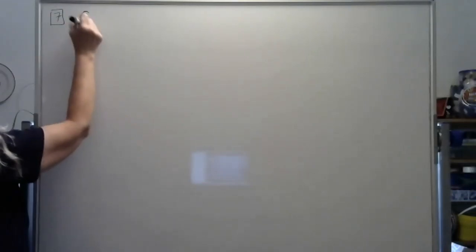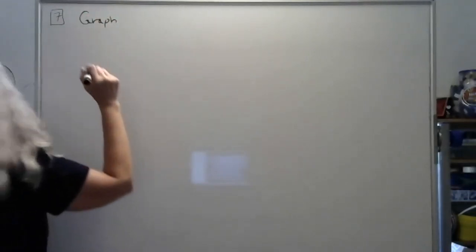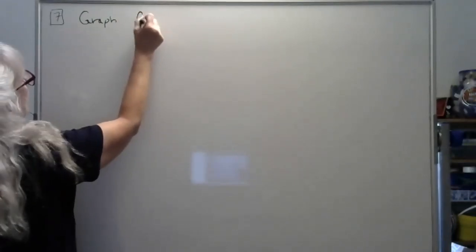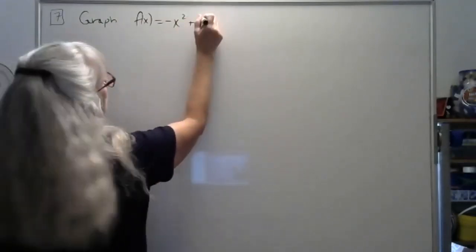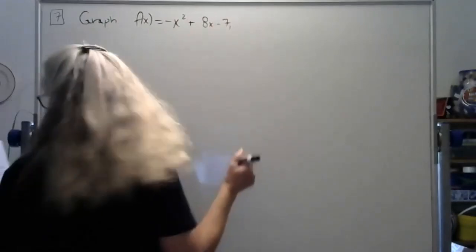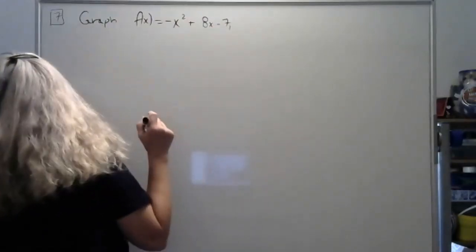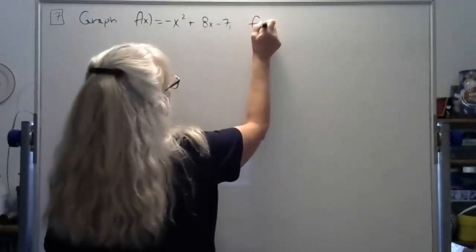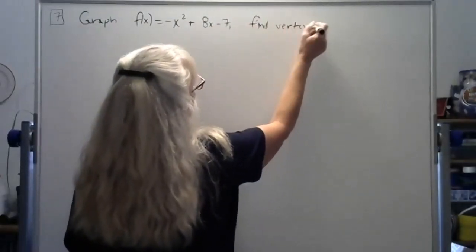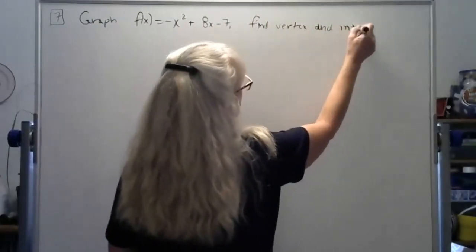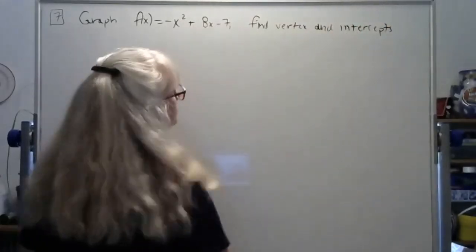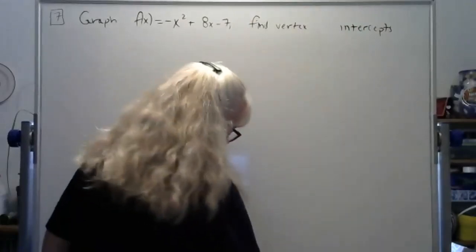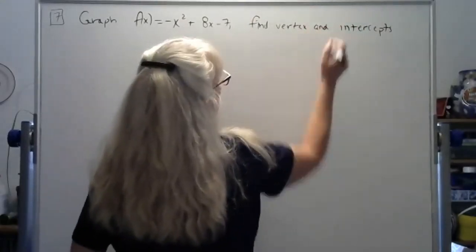So let's come in and graph f of x equals negative x squared plus 8x minus 7. And I need to find the vertex and the intercepts. Let's just find the vertex and intercepts. Because if you've got the graph, then you can do the domain and range and the intervals of increasing and decreasing. So this is section 4.3.